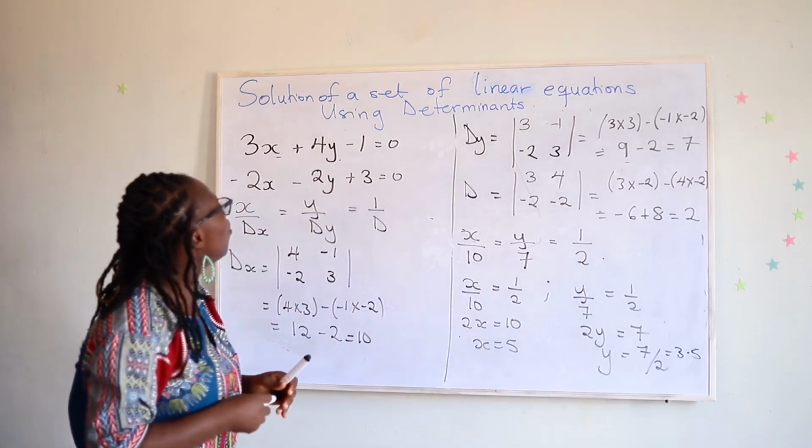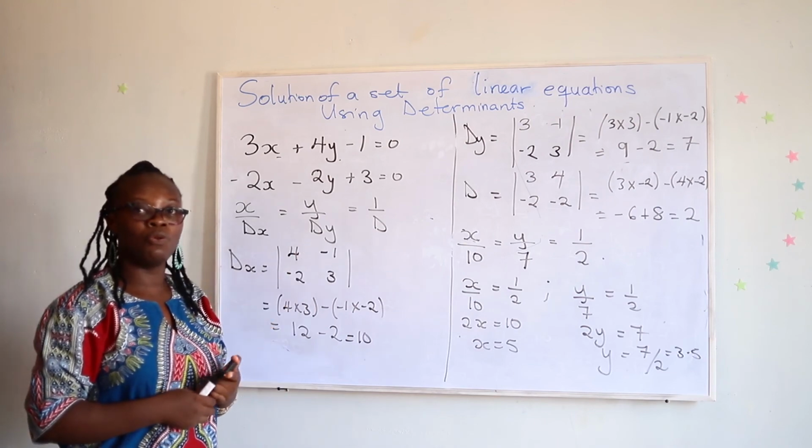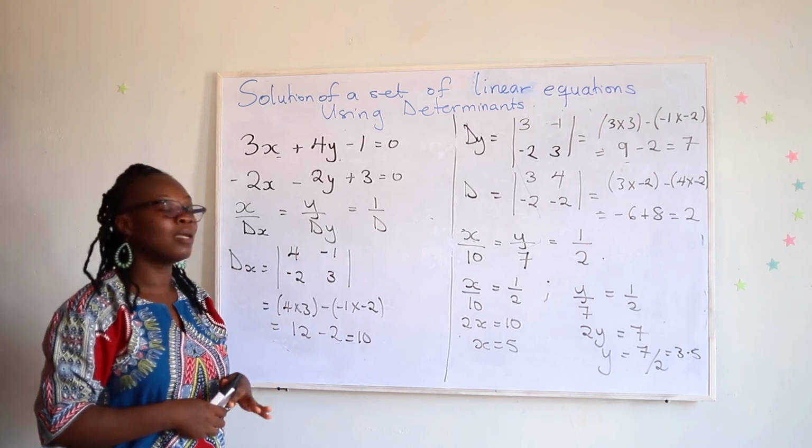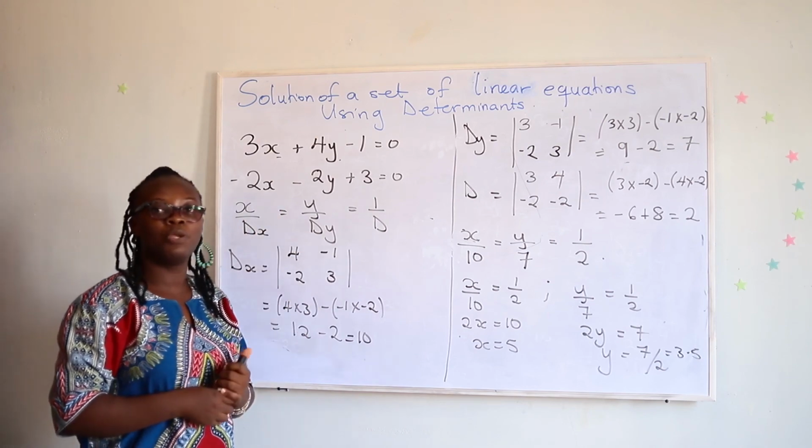So that is how to go about it if I'm using determinants for two unknowns. In our next lecture, we'll be looking at solving the same thing with 3 unknowns.